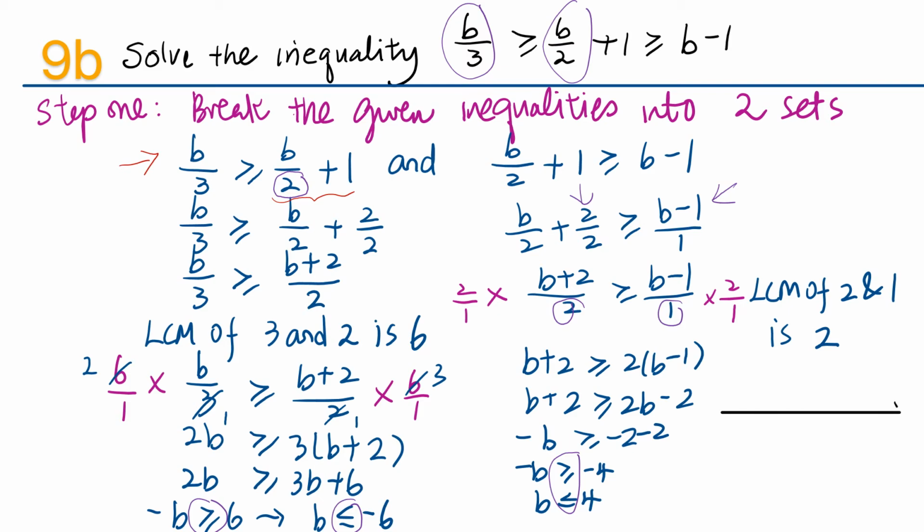And the next step, of course, is to draw the number line. Okay, it's both solid circle. It's because b can take the values of negative 6. b can also take the values of positive 4. So the overlap is this region here. The overlap is this region here that I've indicated. So therefore, b is less than or equal to negative 6.